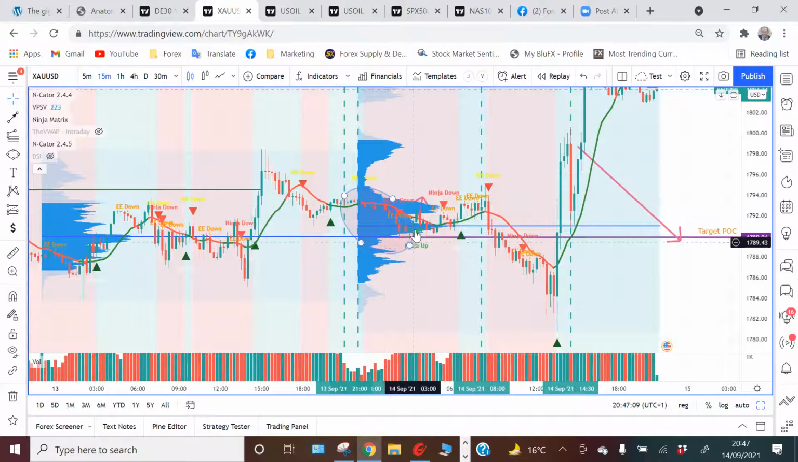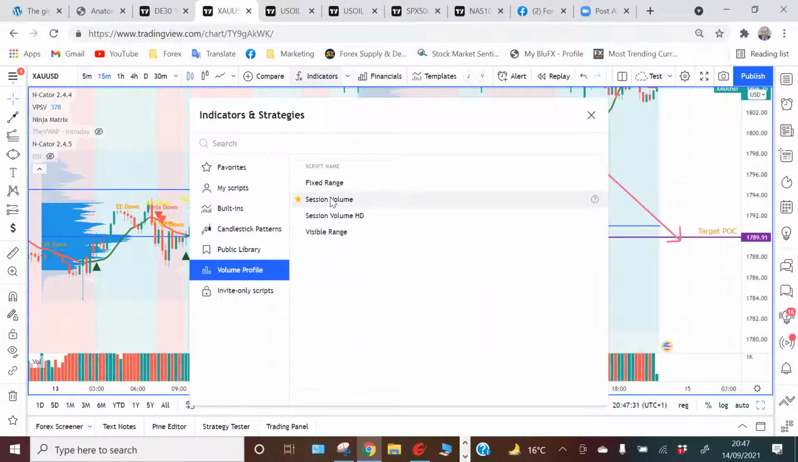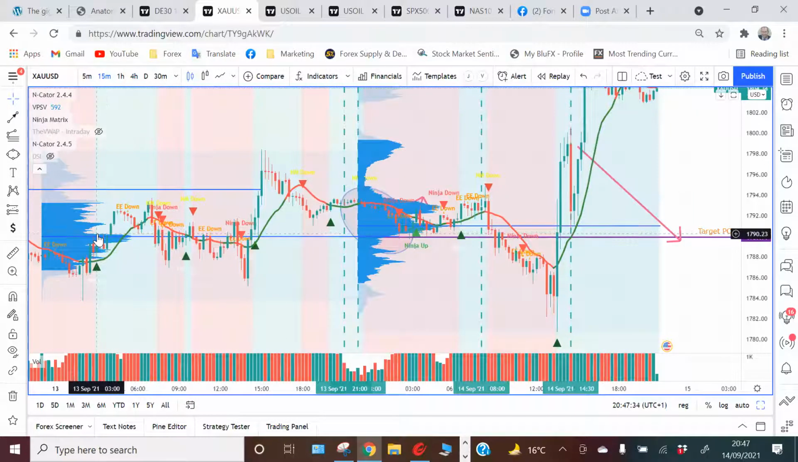See how I highlighted that? I stayed awake for this last night, believe it or not. That there is the volume. I showed this earlier on. You go to volume profile, session volume. And I just set mine up so different. I showed you at the start how to set it up. I'll go over that again. So that's our target. Straight away, thank you very much.